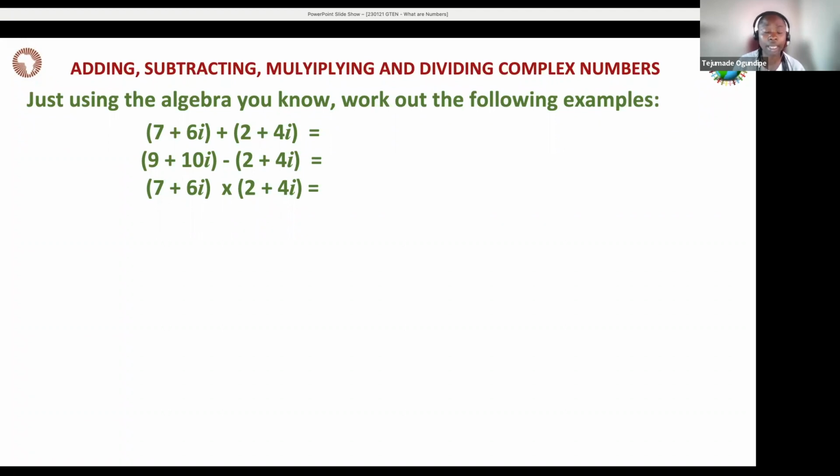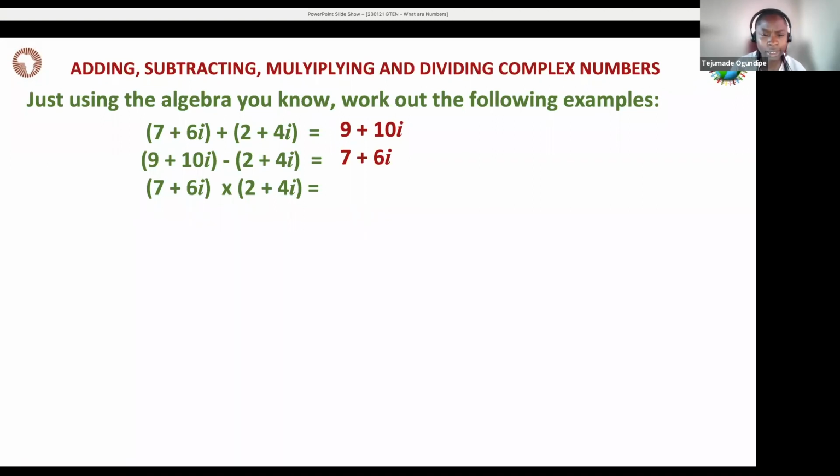At the same time, you can also do question 2 and also 3. Okay, let's look at the first and the second. How do we solve this? Very easily, we have 7 plus 2, which gives 9, and 6i plus 4i gives 10i. That is straightforward. Now let's look at the second one. 9 minus 2 gives us 7, and 10i minus 4i is 6i.